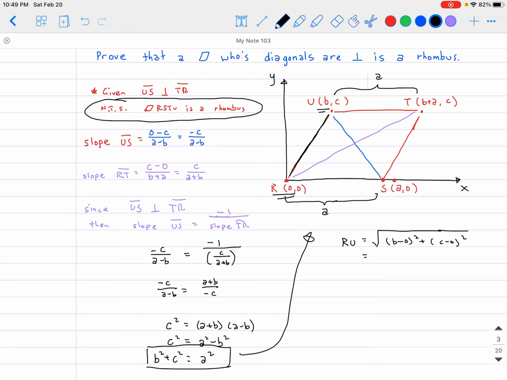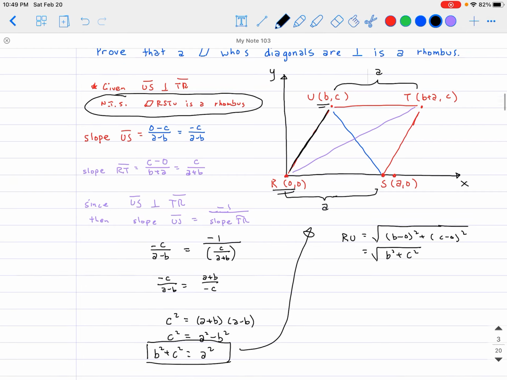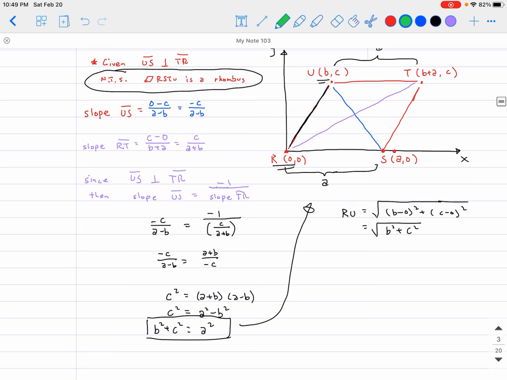But more importantly, if I clean that up, you're going to get the square root of B squared plus C squared. And look at what we have earlier. From earlier, we said that B squared plus C squared is equal to A squared. So I can go ahead and plug that in, and that's going to give me the square root of A squared, which tells me then that length is also equal to A. Now, finally, if I solve that for TS, I'm pretty sure that's going to give me the same thing.